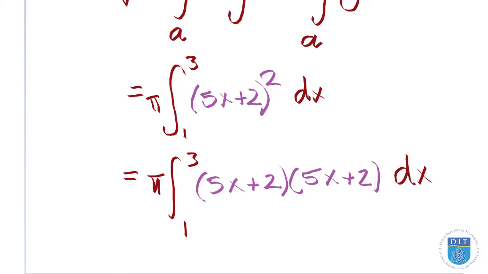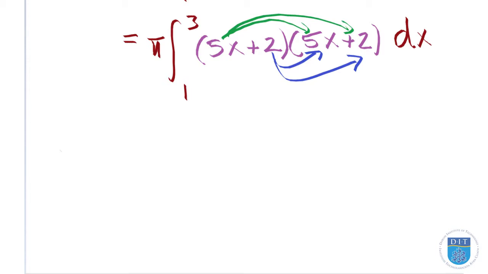Right, so it's first by first, first by second, plus second by first, second by second. Use a different colour there maybe. Blue, back to blue again. That 2 by that 5x and the 2 by the 2. Right, so take your time, just do it right.